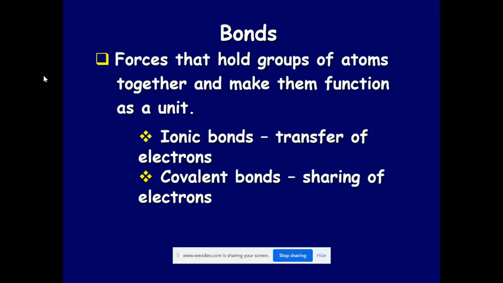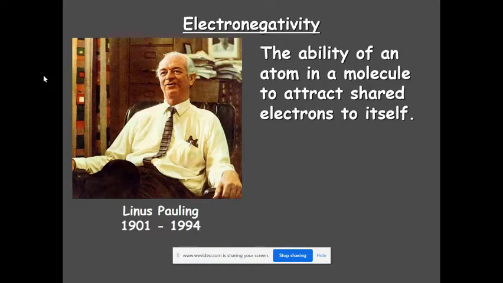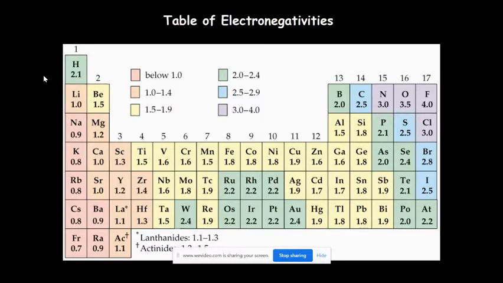Now, some of this will be review for you guys, so I want to go through it a little faster than normal. All of bonding actually has to do with this idea of electronegativity we talked about in our last unit. As we already said, electronegativity is a measure of the ability of an atom to attract electrons to itself. And this guy, Linus Pauling, came up with this scale of electronegativities, which you have seen before.